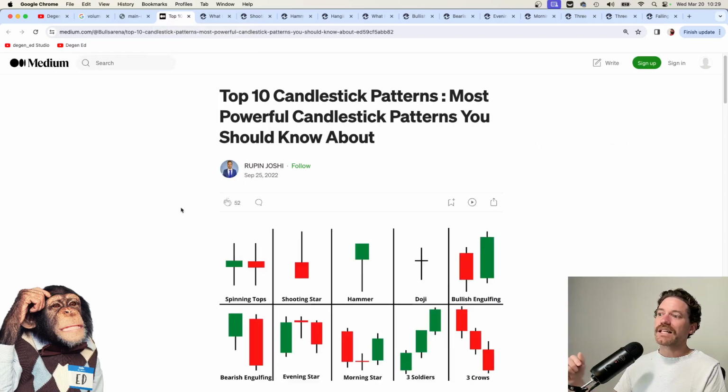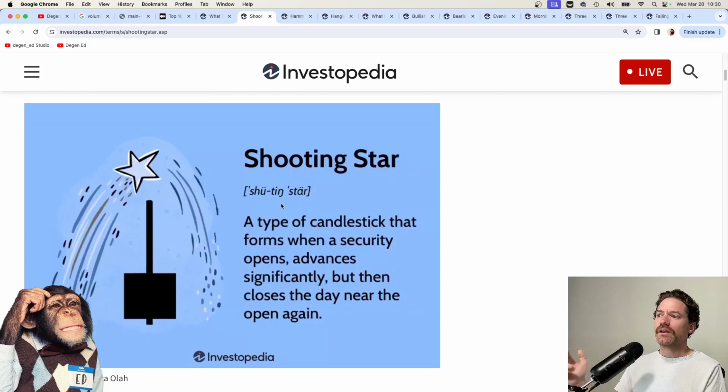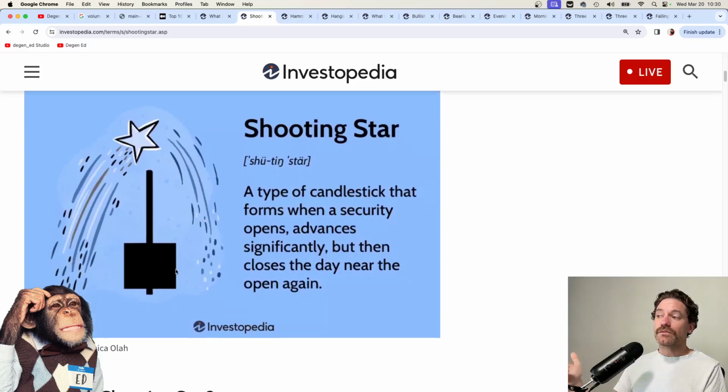And so now going back to the top 10, the next pattern that we see, or candlestick that we see, is a shooting star. So I'll just be going over that. And I should also note that this is the same thing as an inverted hammer, just like the hammer here, it's inverted. A shooting star is relative to what's going on around it. And so looking at the Investopedia page, we can see here a shooting star, what it means in stock trading with an example. And so a shooting star here, again, this is just the graphic of the candle, but it is in relation to what's going on around it.